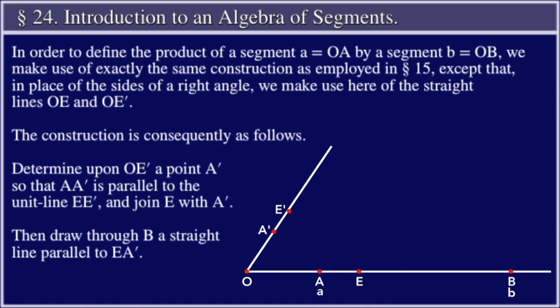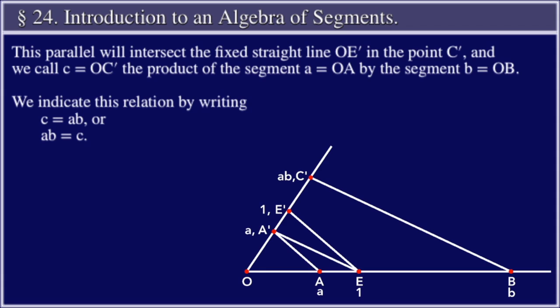Determine upon OE′ a point A′ so that AA′ is parallel to the unit line EE′, and join E with A′. Then draw through B a straight line parallel to EA′. This parallel will intersect the straight line OE′ in the point C′, and we call C = OC′ the product of the segment A = OA by the segment B = OB. We indicate this relation by writing C = AB or AB = C.